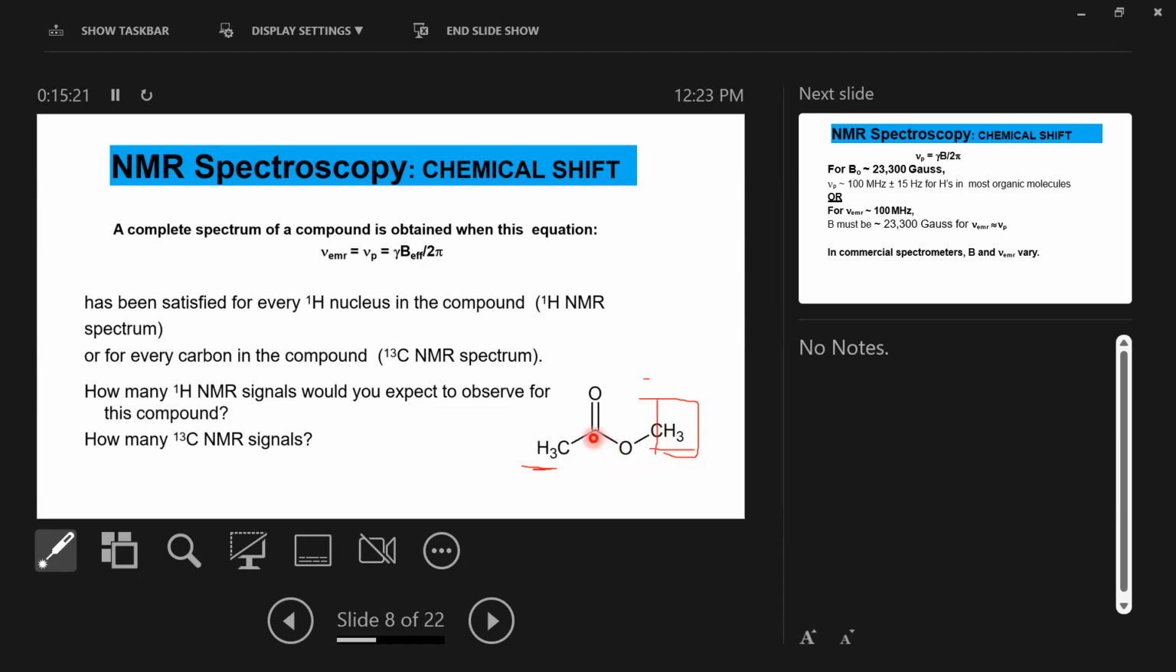Okay. What about this carbon? Different one as well, right? So right away, you see that you have three signals for carbon. How many for the protons? Two. Three for the carbon, two for the proton. You understand that? You want me to go over it again?